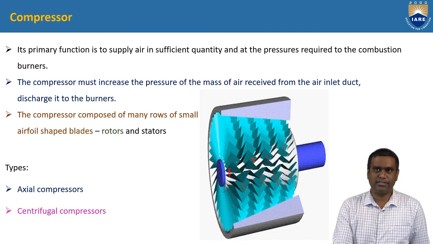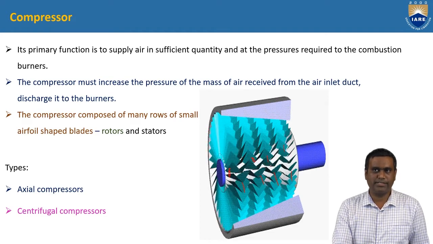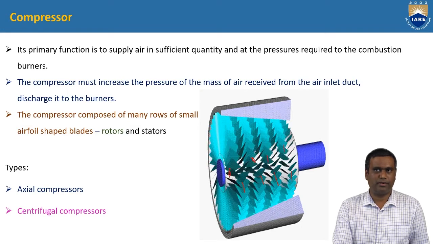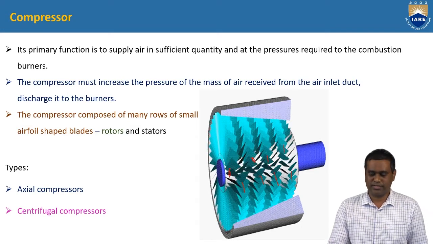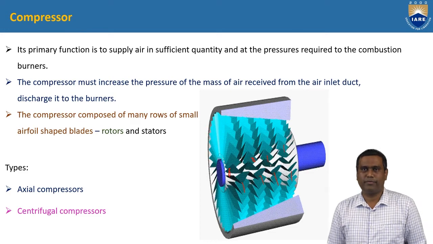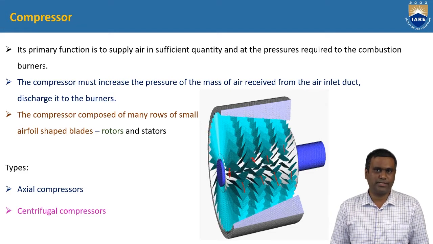These rotating blades are called rotors, and the stationary blades of the compressor are called stators. Right? This is a little introduction about the purpose and function of the compressor, and the different types of compressors are axial compressors and centrifugal compressors.